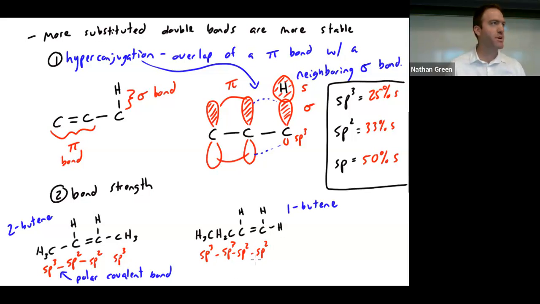now. How many polar bonds are in this molecule? 1. How many polar bonds are in this molecule? 2. Polar bonds are better than non-polar bonds, right? More substituted alkenes are more stable because of it.